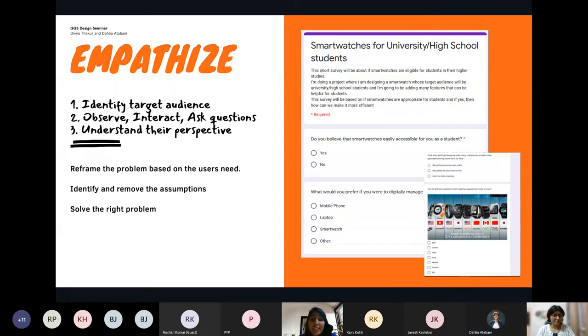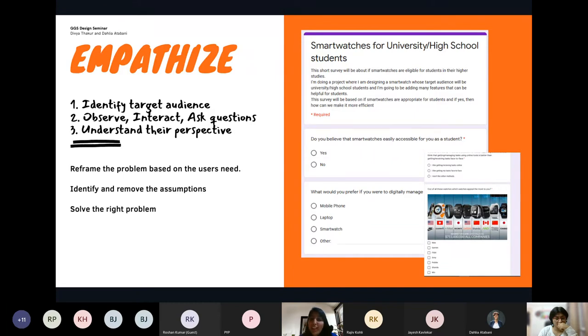Empathize, which basically means identify the target audience. So when we are doing some project, first of all, we have to find out which audience we want to target, for which audience we are creating our project. Observe, interact, ask questions. So we have to interact with a lot of the people for whom we are creating the project so that we come up with the points like what features we have to add in our project. Understand their perspective. So we have to think from their perspective and then come up with the different ideas.